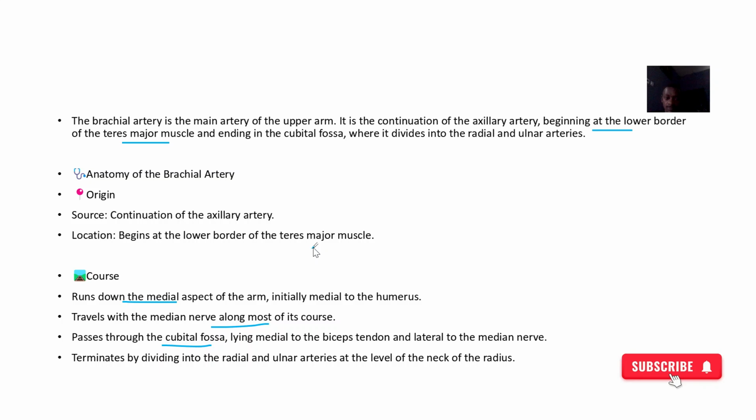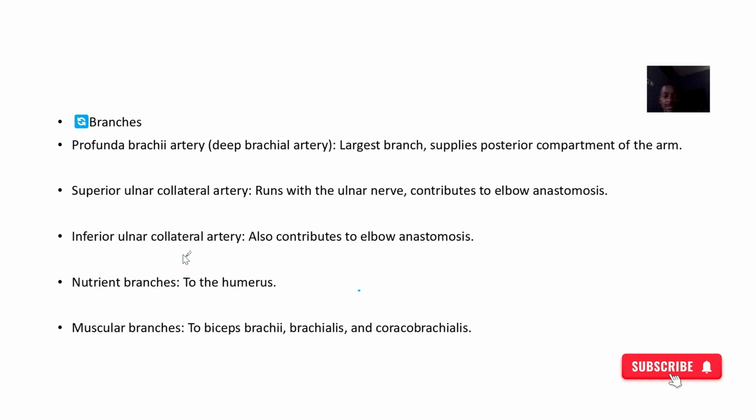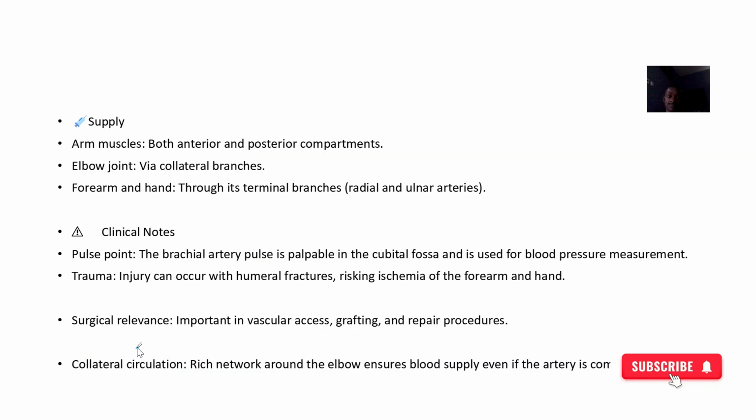So it terminates by dividing, as already spoken about. It also gives rise to nutrient branches that supply the humerus, and muscular branches that supply muscles like the biceps brachii, the brachialis, and the coracobrachialis. So it supplies arm muscles, both the anterior compartment and the posterior compartment. It supplies the elbow joint, the forearm and the hand.